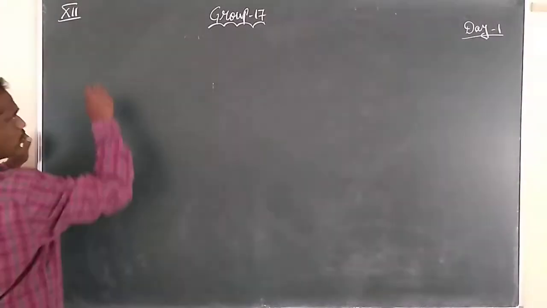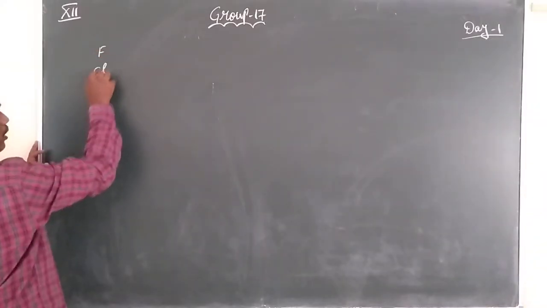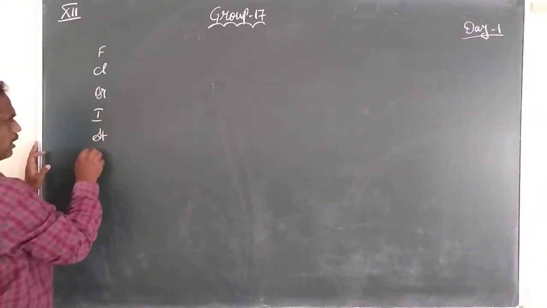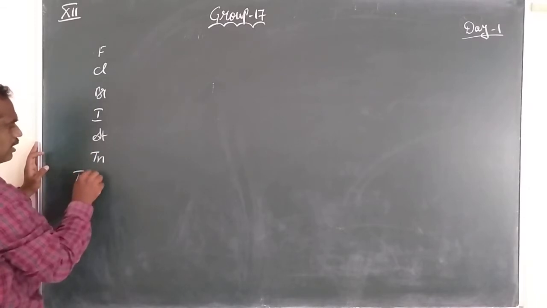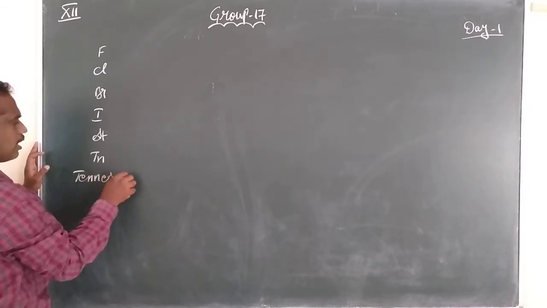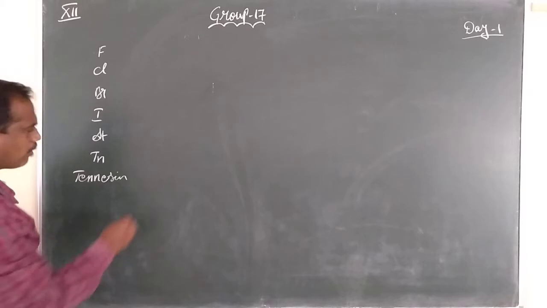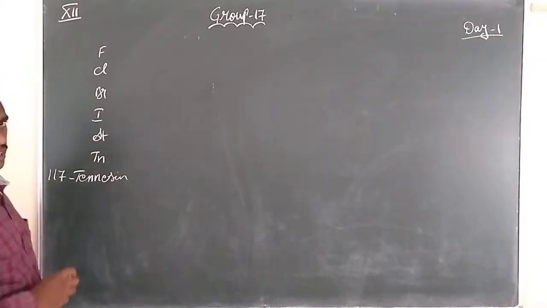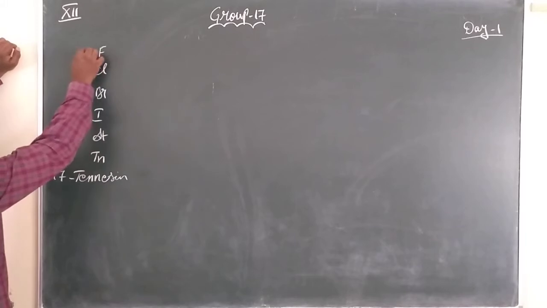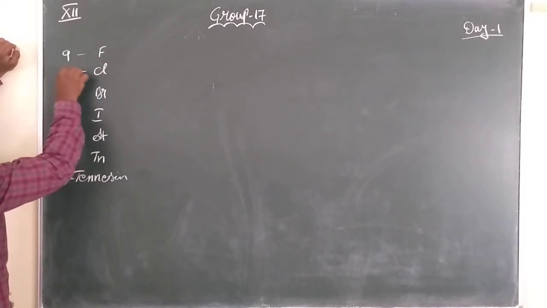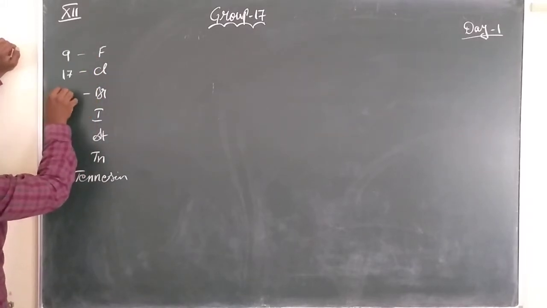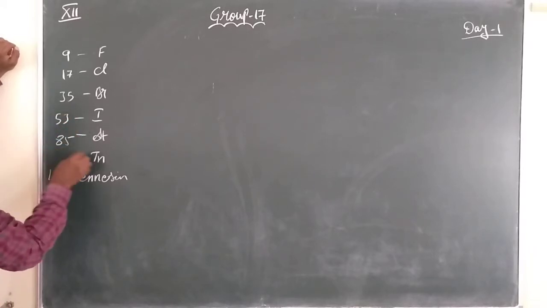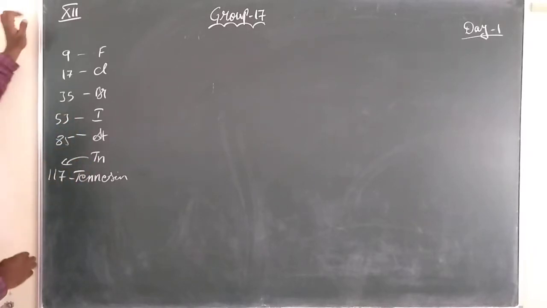We have the group 17 elements: fluorine, chlorine, bromine, iodine, astatine and tennessine. Tennessine is a radioactive element of atomic number 117. What are the atomic numbers of these elements, children? Fluorine 9, chlorine 17, bromine 35, iodine 53 and astatine 85. Tennessine we have already seen, 117.